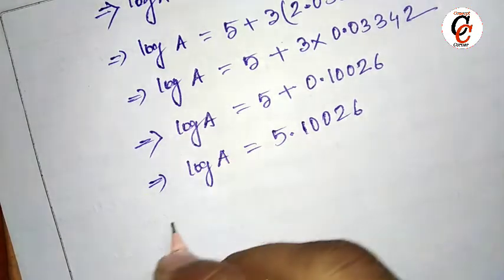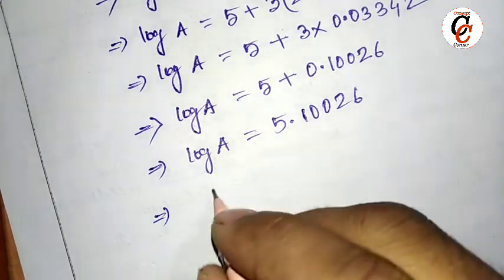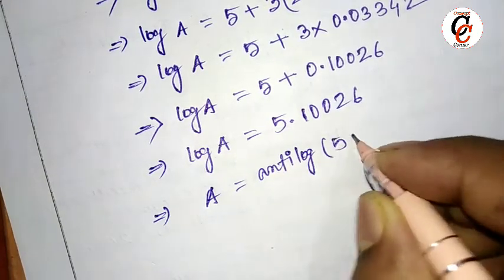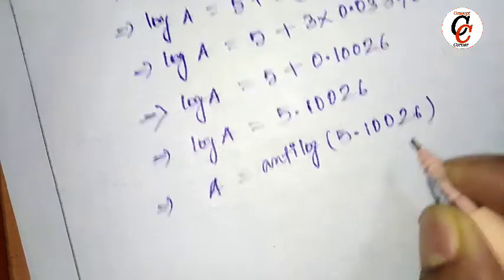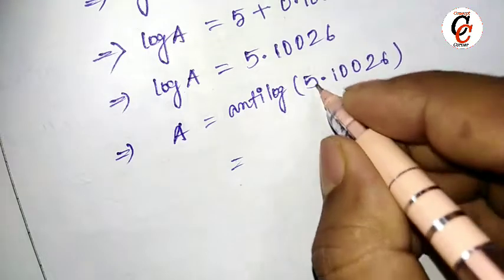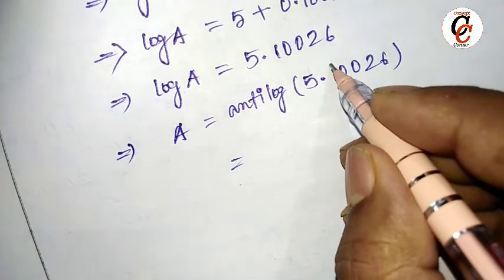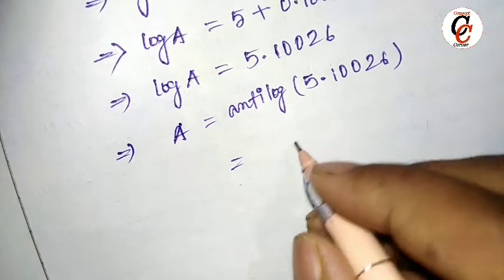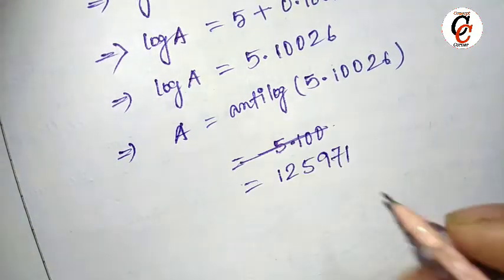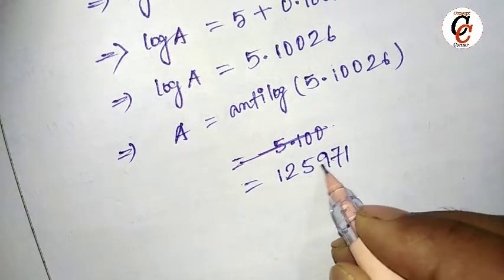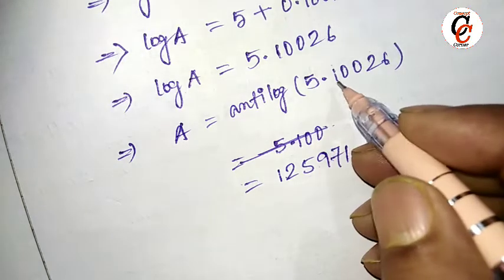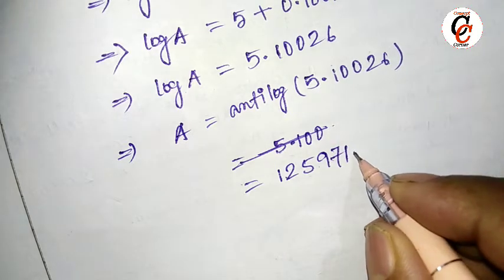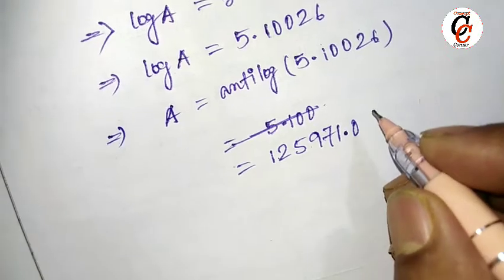So we need the value of A, so we have to take antilog on both sides. If we take antilog it will become A, and here antilog of 5.10026. So we'll find the value from the antilog table. Here 5 is the characteristic, and you will see the 10 number row, 0 number column and 2 number column, and the corresponding value will be 125971.0. Since the characteristic is 5, the total number of digits will be 6, so the decimal point will be here. So this is the amount.